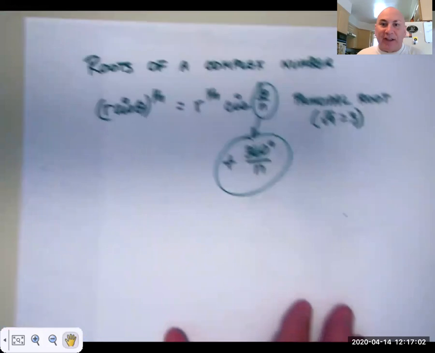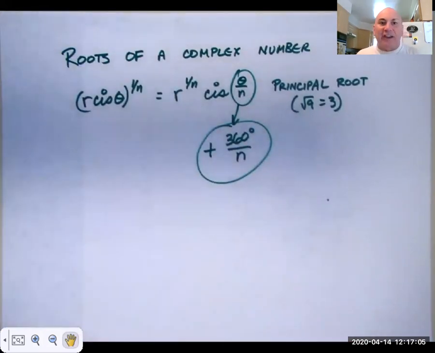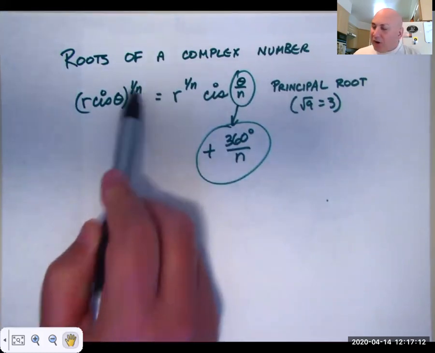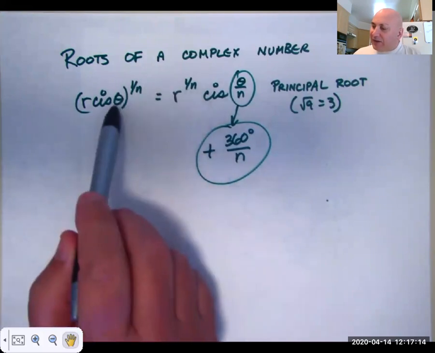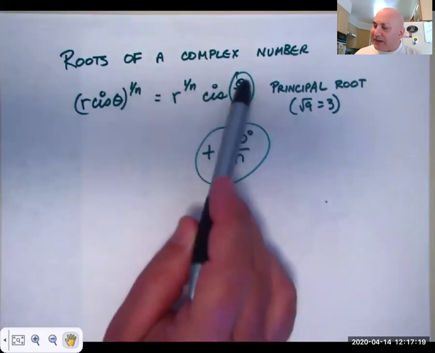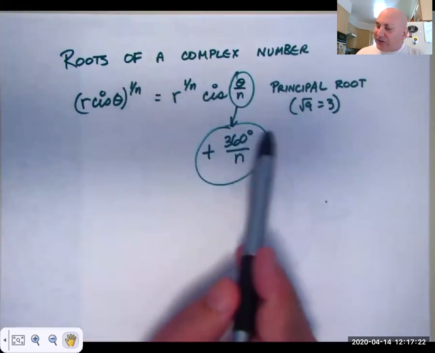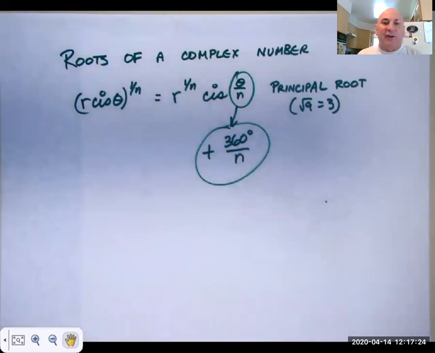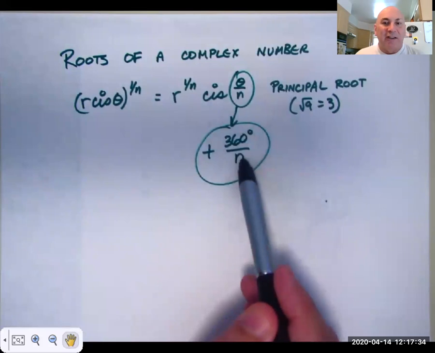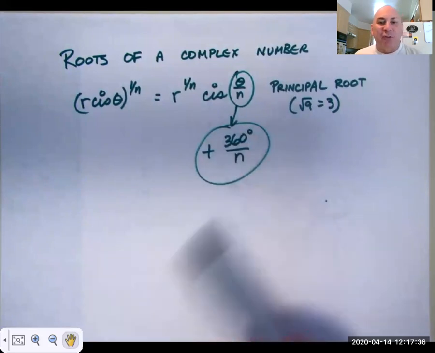So the roots of a complex number, then, you want to find all the roots of a complex number. Let n be the number of roots you're doing. R to the n. Now theta, you multiply theta times 1 over n is theta over n. And now you just keep adding 360 degrees over n. In other words, if you have three roots, your first root was at 0 degrees, the next one was at 360 over 3, 120, the next one was at 240.